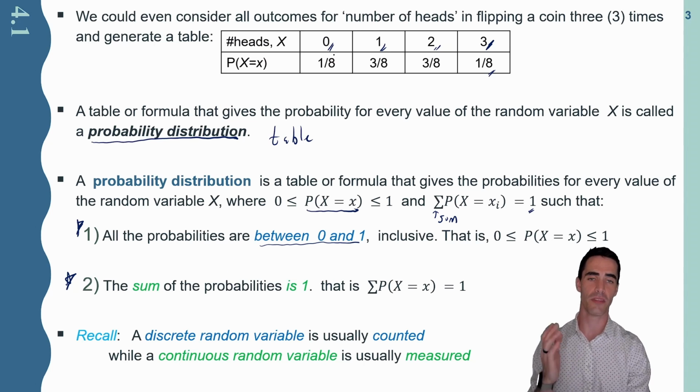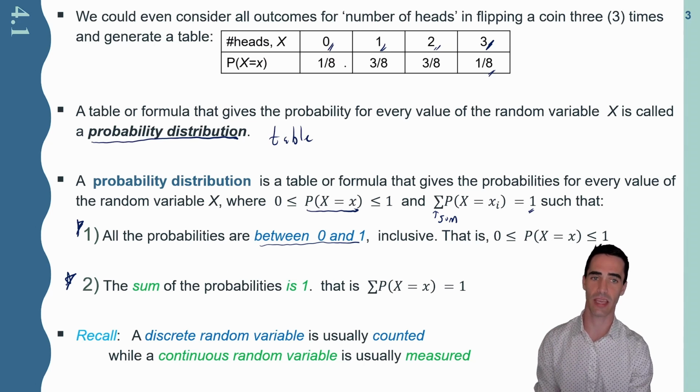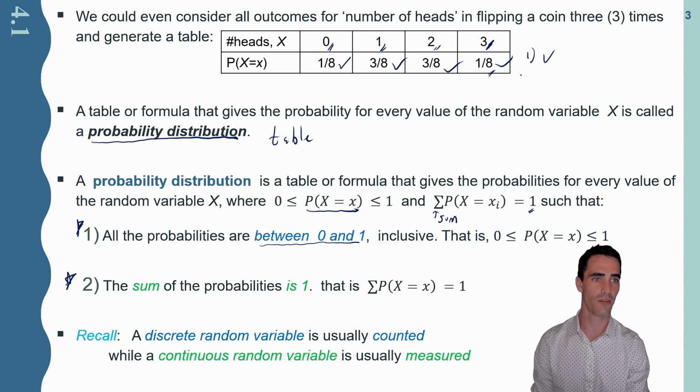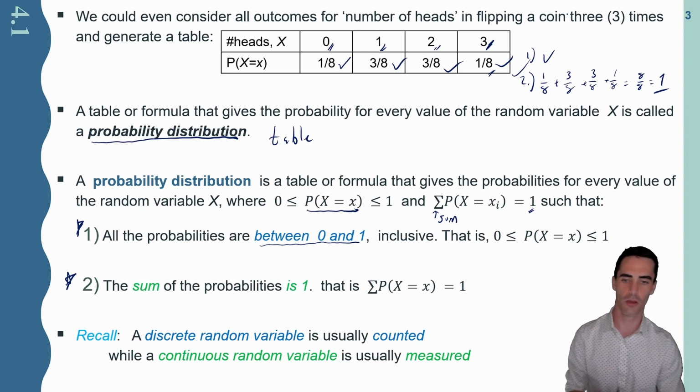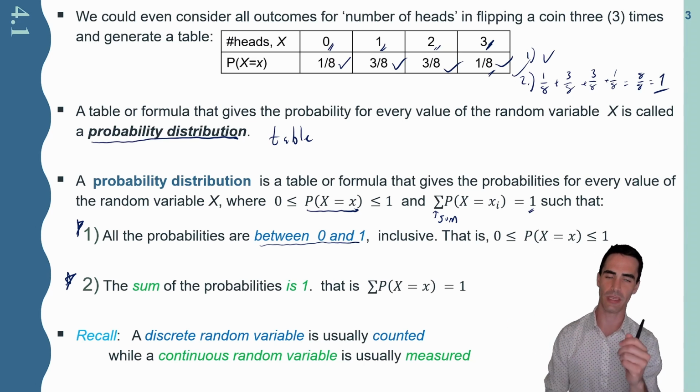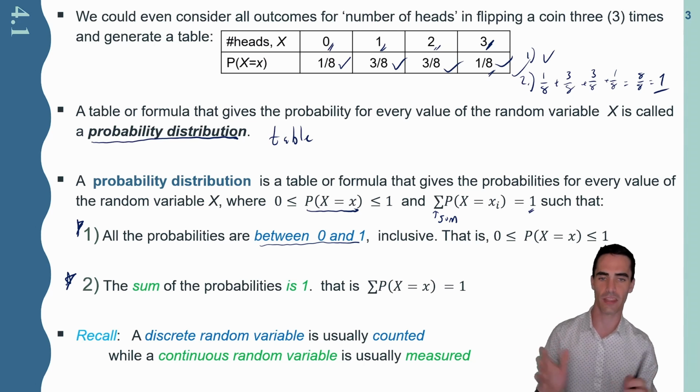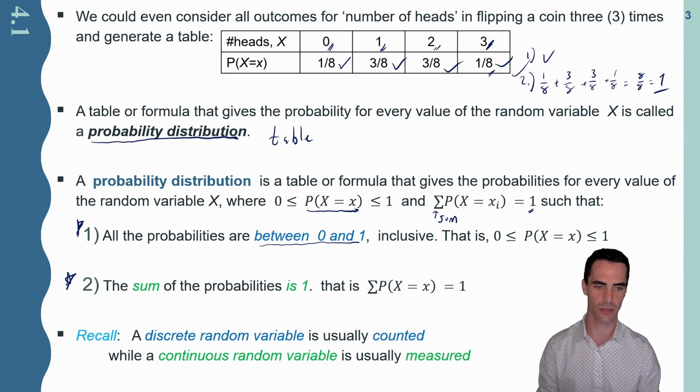And so if we go up top, this table should have all those characteristics. Again, the probability, check, check, check, check, is all between 0 and 1. Good, first property satisfied. The second property is if I sum them up, in this case, that's 1 divided by 8 plus 3 divided by 8 plus 3 divided by 8 plus 1 divided by 8. And yeah, that equals 8 over 8 or 1. And so both these properties need to be satisfied in order to consider this a true probability distribution, or as we'll more fondly refer to them, table distributions.